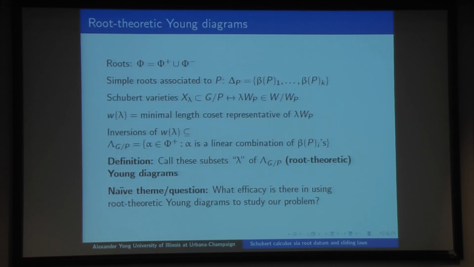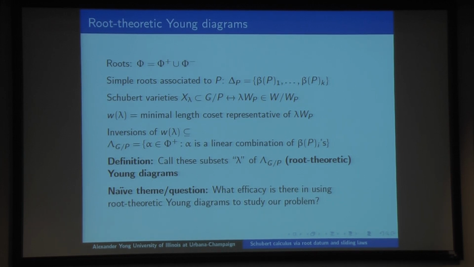So here we go. You have this G mod P, and you have G, and you have a collection of roots, the positive and negative roots. And associated to your parabolic subgroup P are, depending on how you want to think of it, certain nodes of the Dynkin diagram or certain simple roots associated to those nodes. The normal way in which you talk about this, if you look into a textbook, is to say that Schubert varieties X lambda inside your generalized flag variety G mod P are indexed by cosets in the Weyl group mod this parabolic Weyl group.